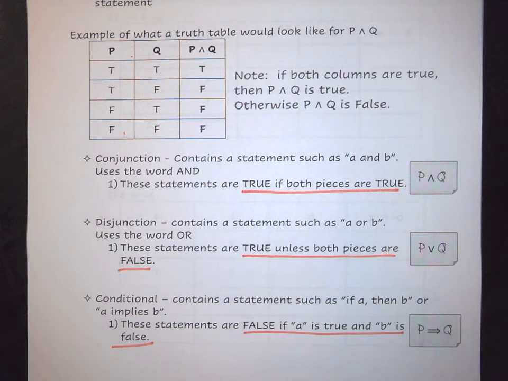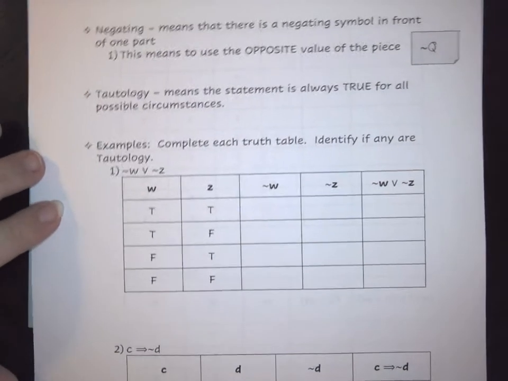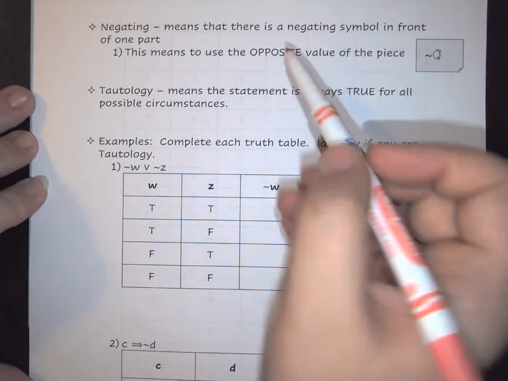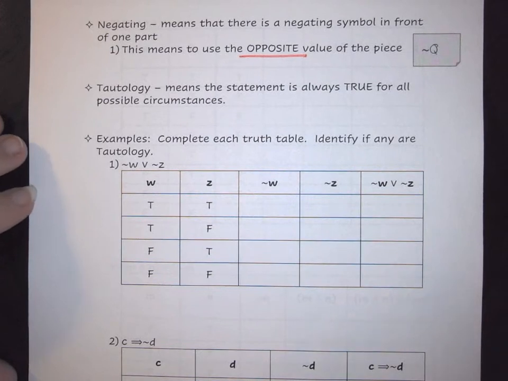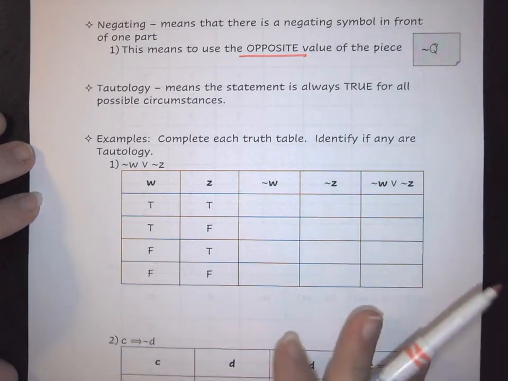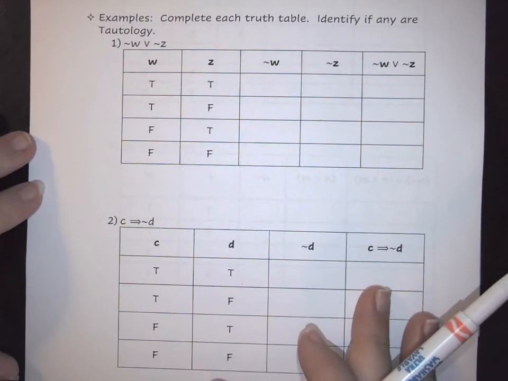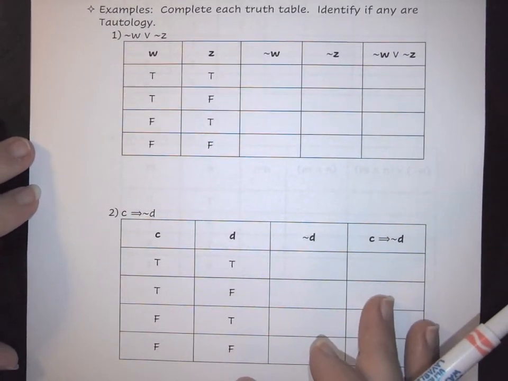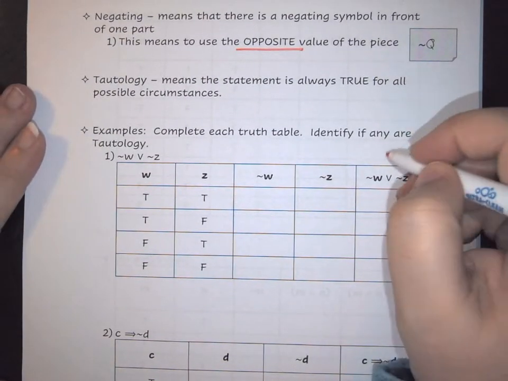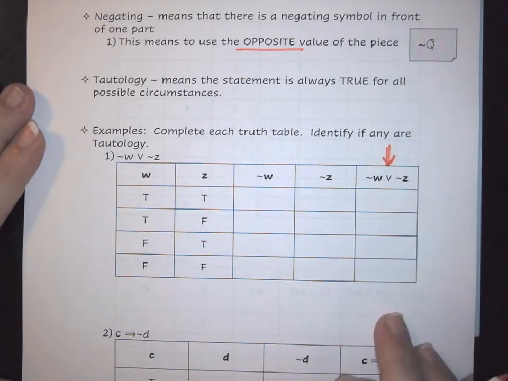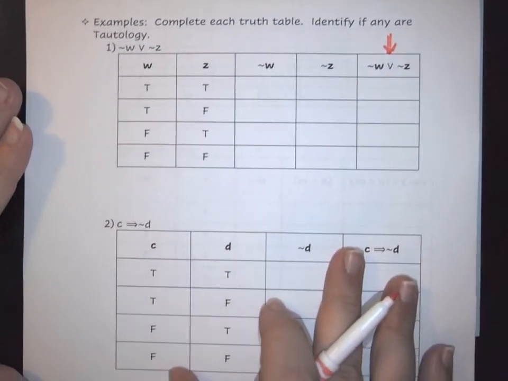So what we're going to look at here is a bunch of different examples on what it means to set up truth tables. Now the last one that we have to keep in mind is a negation. A negation means to use the opposite value of what you saw in your table column. Okay, so again we'll use our negation. So here we have complete the truth table and identify if any are tautology. In other words, if any of the conditionals, so the last column right here, has all trues. Okay, so that's what we're looking at.